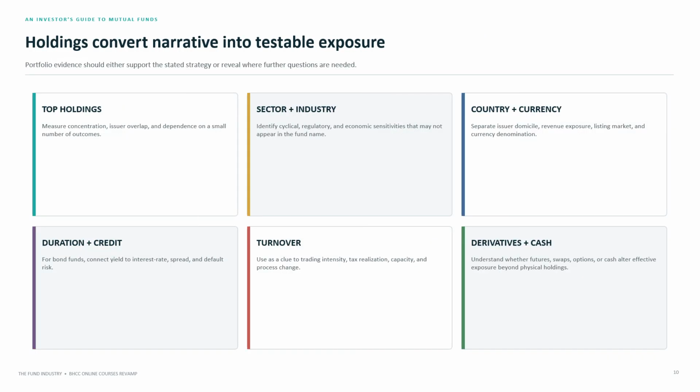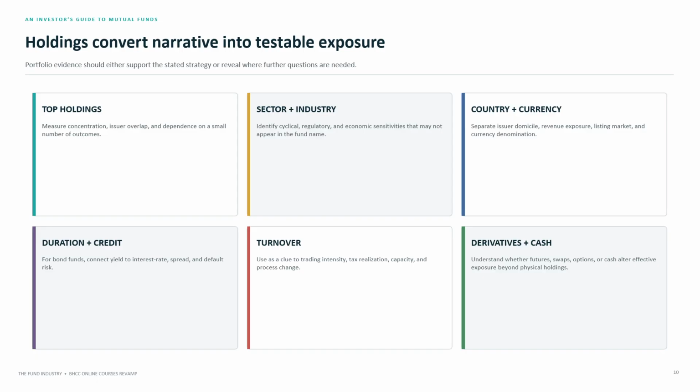Holdings are where marketing meets reality. Start with the largest positions and ask how dependent the fund is on a small number of outcomes. Then examine sector and industry weights. A fund can sound diversified while quietly making a large bet on banks, technology, energy, or interest rates. Separate country of listing from currency, revenue exposure, and issuer domicile. For bond funds, connect the advertised yield to duration, credit quality, spread risk, and default exposure.